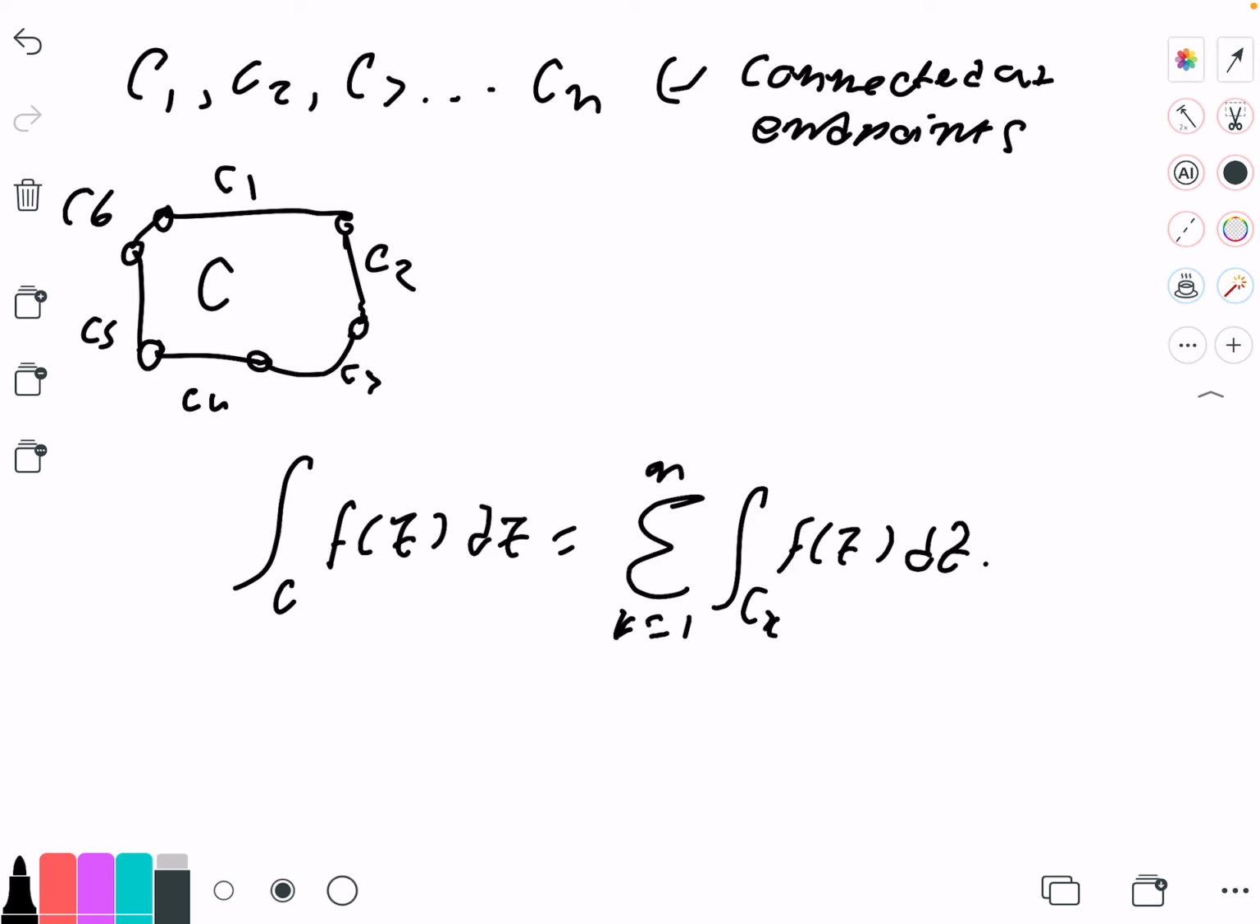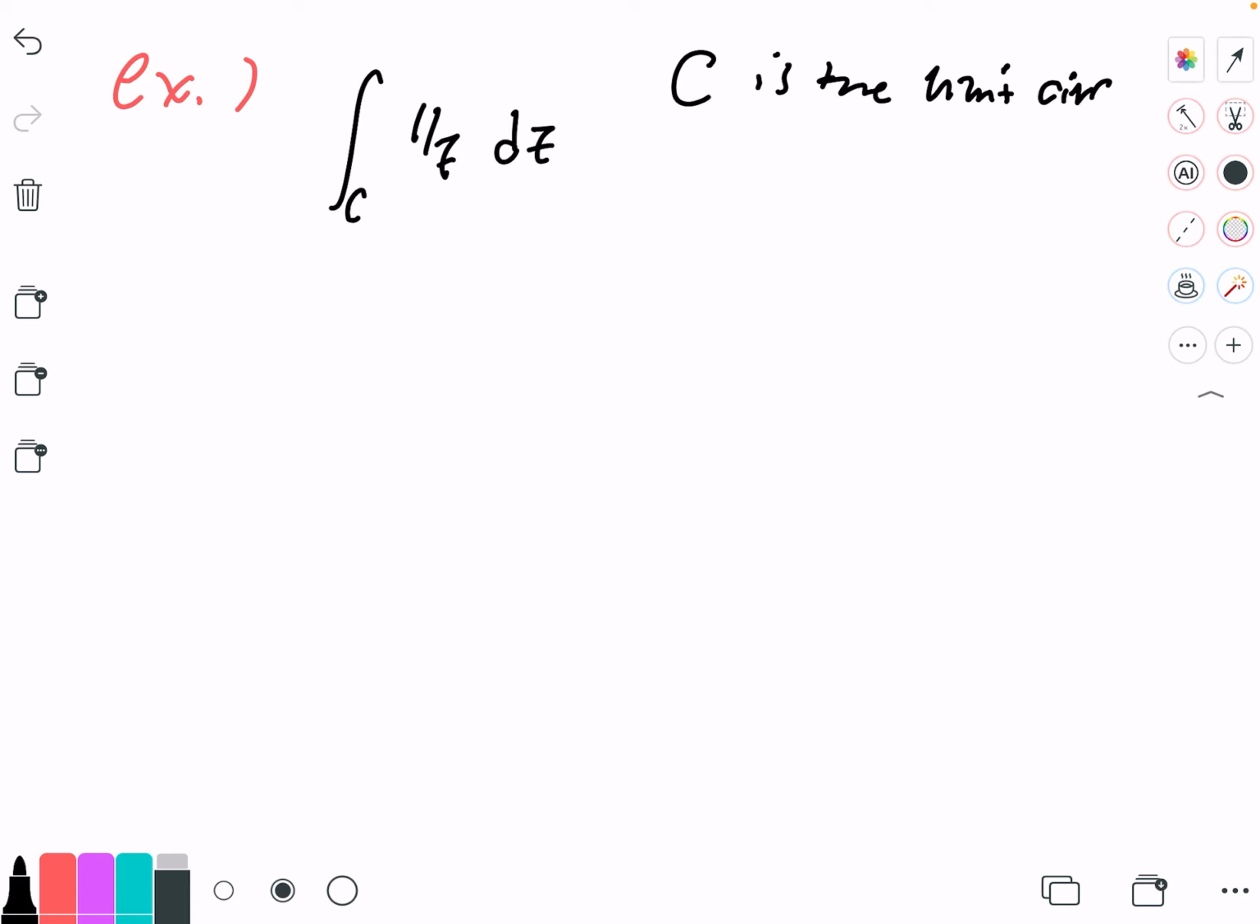So, next is going to be a rather famous example. Evaluate, we're trying to evaluate this, where C is the unit circle. So, if we recall from the previous example, the unit circle is just parameterized by this, e to the i theta, for theta in 0 to 2 pi.